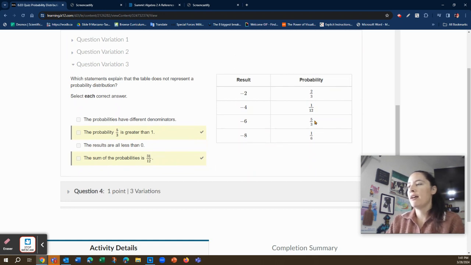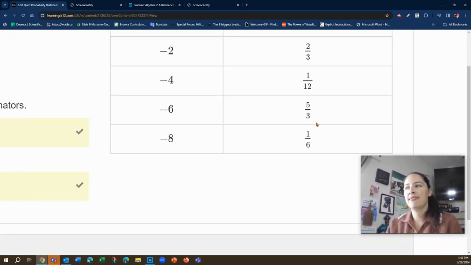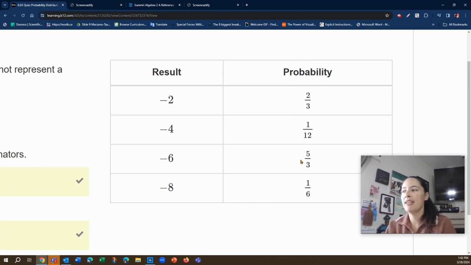So here's the one. Aha, look, they're being so sneaky. 5/3, it's a fraction, so at first glance, you may think, okay, they're all fractions. But 5/3 is greater than 1. And already when we add them, 5/3 is already greater than 1. If we add another 2/3, we're at 2. So this is way bigger than 1. The sum of the probabilities is greater than 1, and one individual probability is greater than 1. We can't have that. The results don't matter. They can be negative. They were trying to trick you.